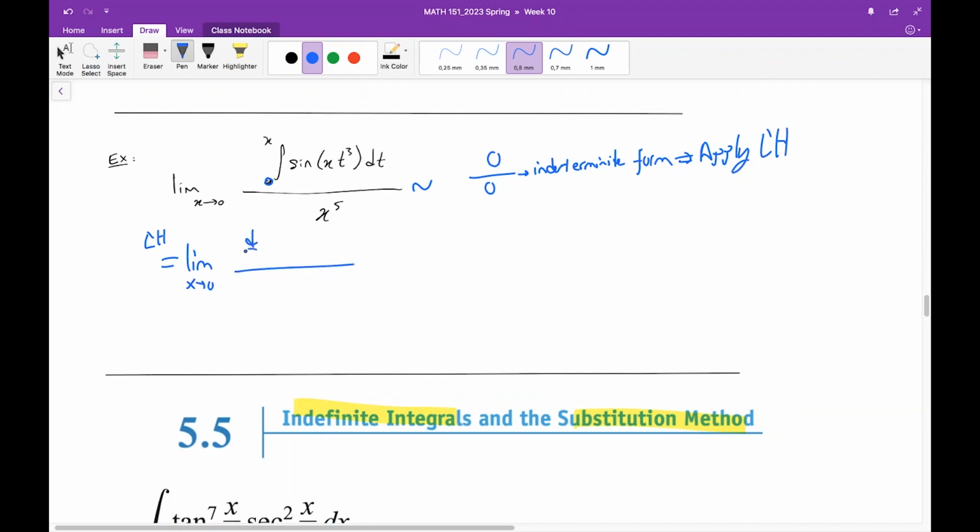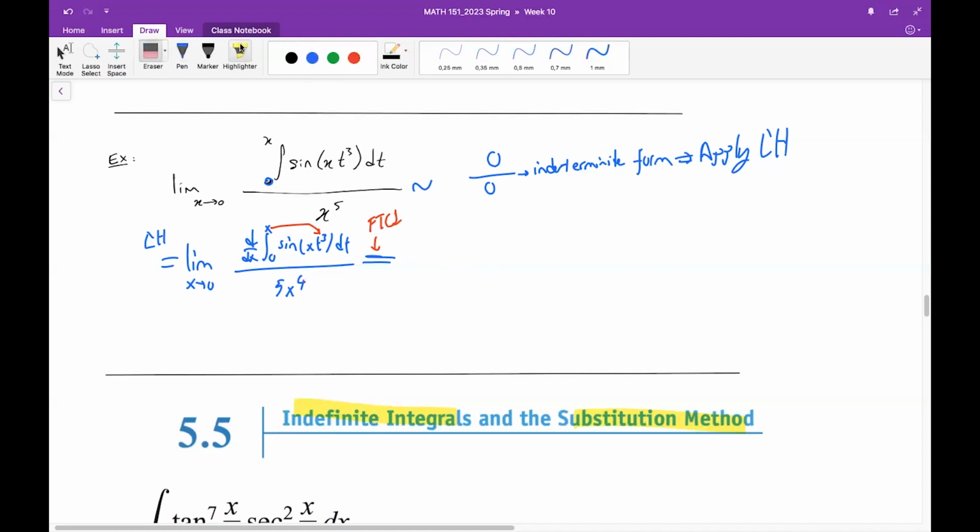You take the derivative of the numerator, the integral of sine x, t cubed dt, and you take the derivative of the denominator separately, right? So I took the derivative of the denominator like that. And what about the derivative of the numerator here? Of course, you will apply FTC part 1 because the integral is being differentiated. What you should do is insert this function for the variable t here. So what we have is the following.